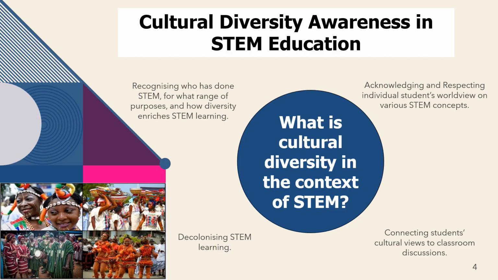Then is cultural diversity in the context of STEM. In a typical science classroom, it's most likely that students in our classroom will not come from a single cultural background. We could have students from at least 3, 4, 5 cultural backgrounds in our classroom. Respecting and acknowledging these students' worldview about what makes science or how science becomes meaningful to them is an important aspect of cultural diversity in STEM classroom.